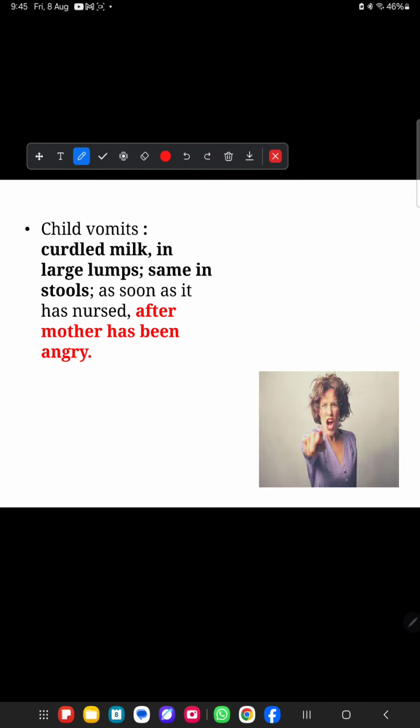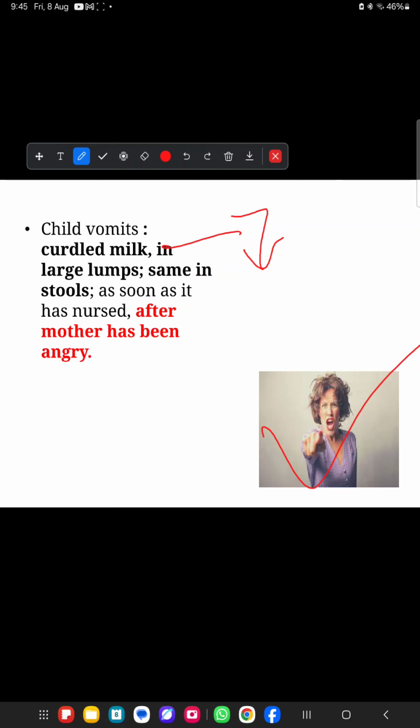Child vomits curdled milk in large lumps, same in stool as soon as it has nursed. After the mother has become angry, if the mother becomes so much angry, the child will vomit. But what type of vomiting will you find? Curd-like vomiting, with large lumps, and similar to what you find in the stool. जैसे वो पैखाना करता है उसमें मिलेगा, similar उसके vomiting में भी मिलेगा.